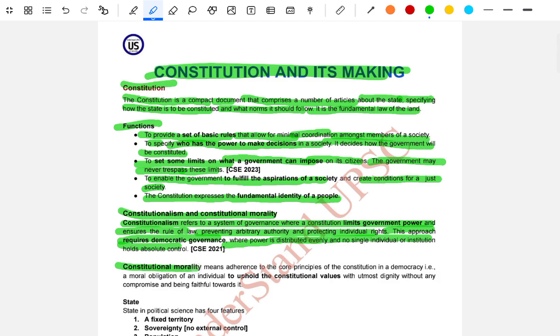Constitutional morality means adherence to the core principles of the constitution in a democracy. Example: a moral obligation of individuals to uphold the constitutional values with dignity, without any compromise, and to be faithful towards it.